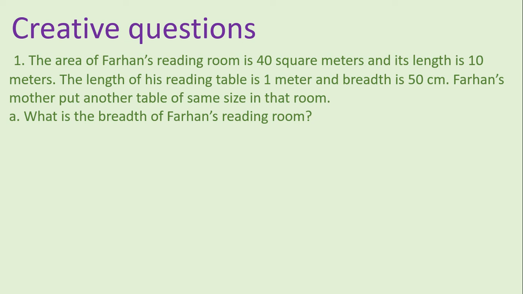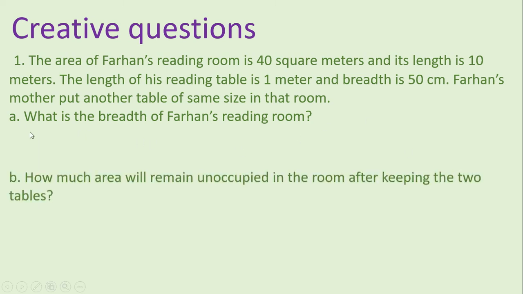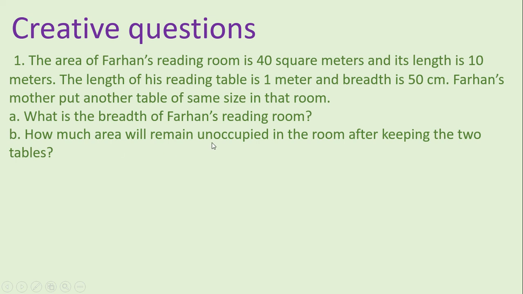But C and D is related to the stem. That means the information that is given in the stem, based on those information you have to answer C and D. So let's look at the question. What is the breadth of Farhan's reading room? And B number, how much area will remain unoccupied in the room after keeping the 2 tables?